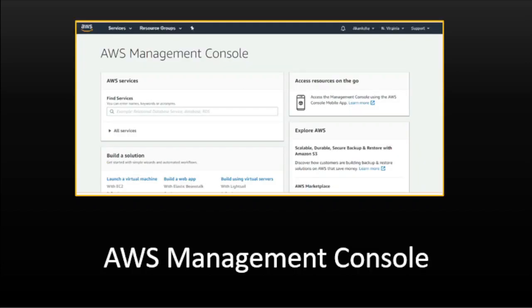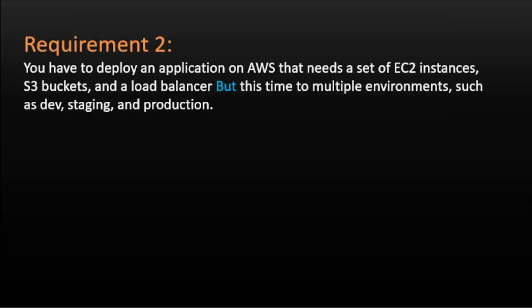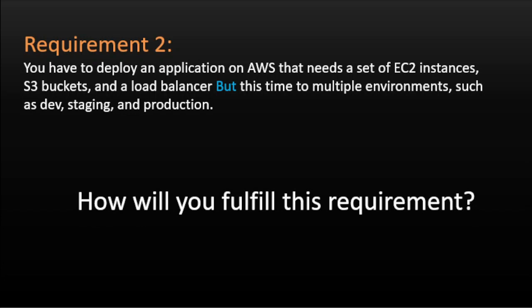But suppose a new requirement comes, requirement two. In this, you have to deploy an application on AWS that needs a set of EC2 instances, S3 buckets, and a load balancer. But this time to multiple environments such as staging, dev, and production. Now you have to deploy the same resources on three accounts, in three environments. So now my question to you guys again, how will you fulfill this requirement?